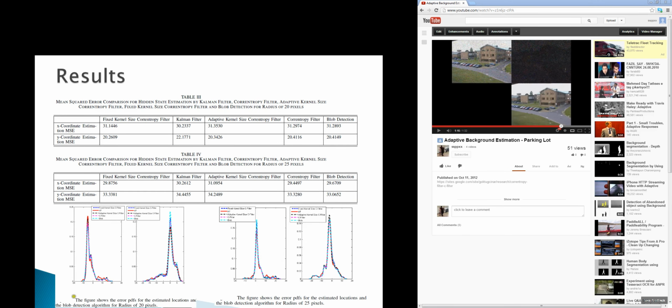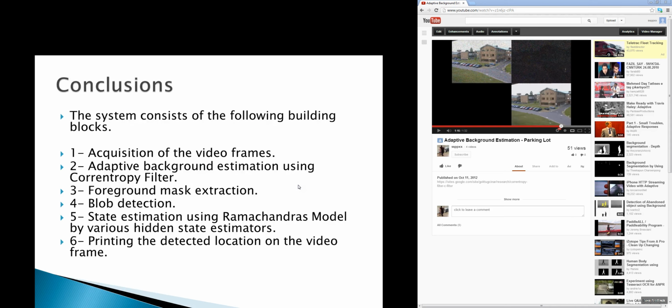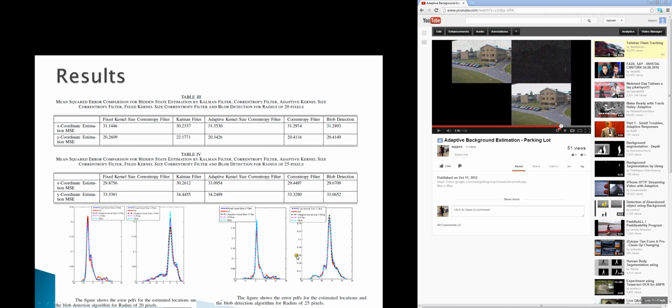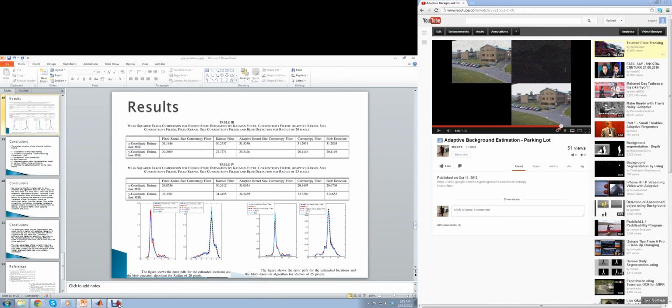These are the PDFs for 20 and 25 pixels, where as we grow in pixel size, all the performances stay pretty much similar, and these are also visible through the tables. There's still an improvement, but very minimal when we use the hidden state estimation. So let me show you the video for 10 pixels.